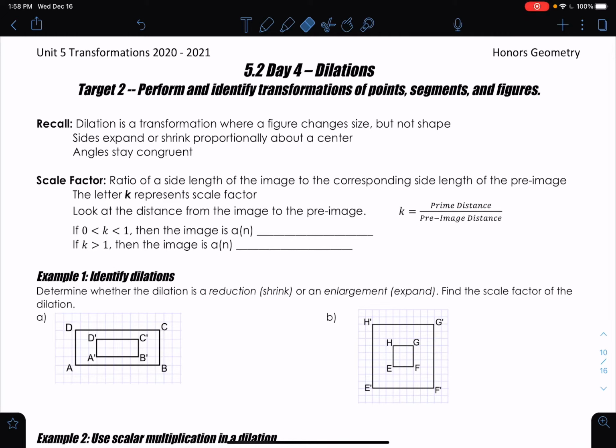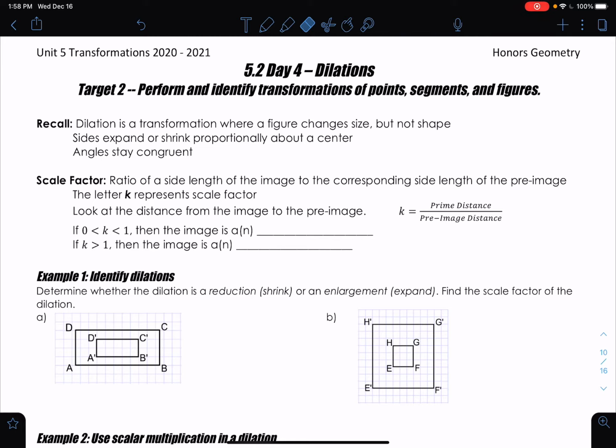The last individual transformation that we're going to look at is a dilation. If you remember, dilation is a transformation where you change the size but not the shape. You either blow it up, you make it bigger, or you shrink it, you make it smaller. Remember, what you're left with is similar figures where the sides are proportional and the angles are congruent.